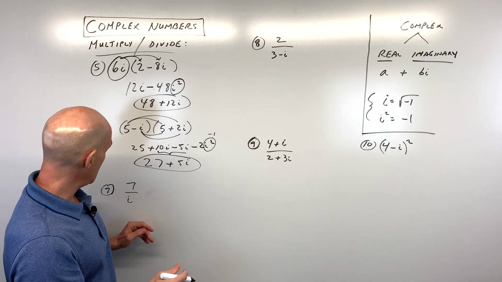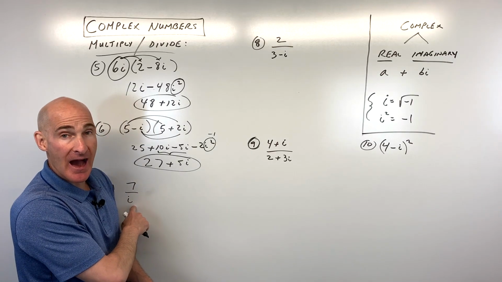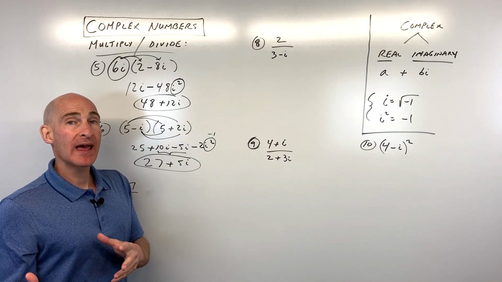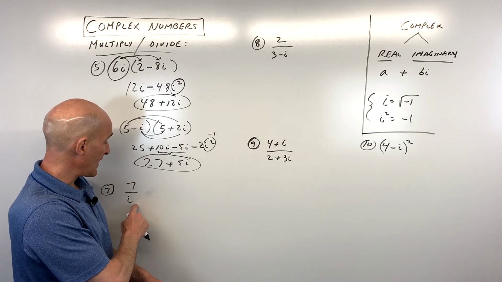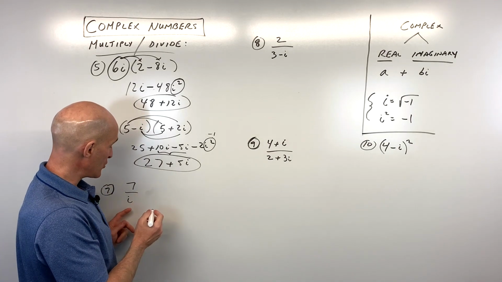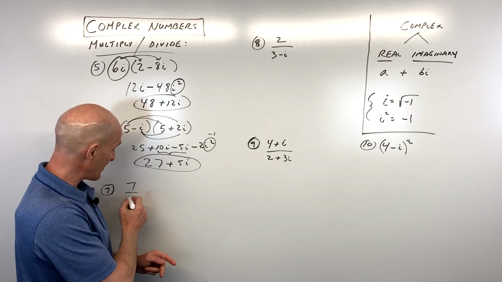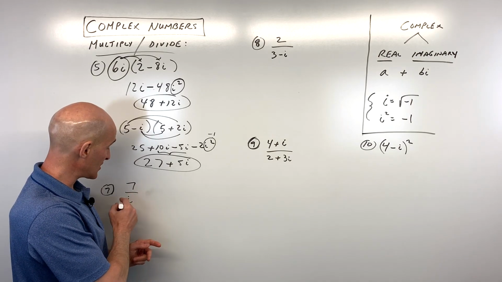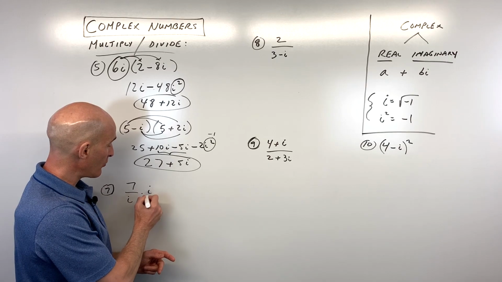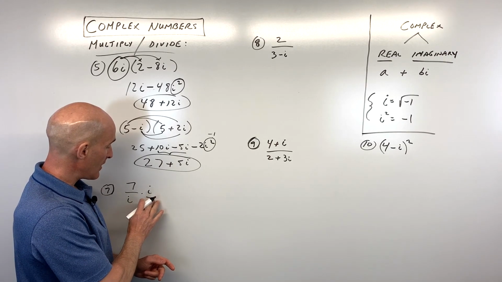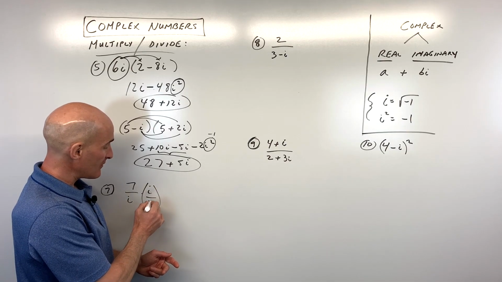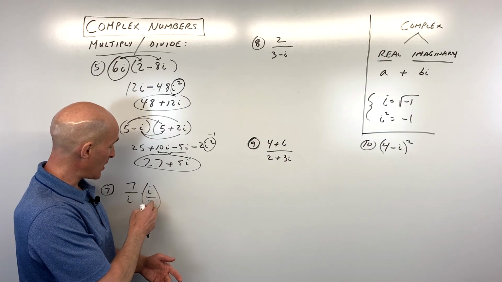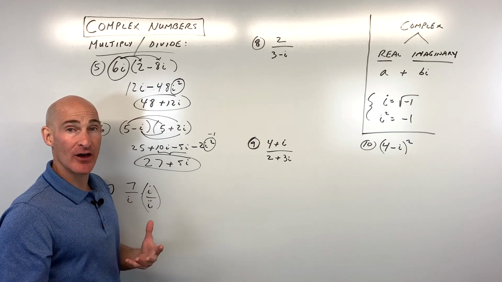And now for dividing, number 7, we've got 7 divided by i. When you're dividing, you don't want to have an imaginary number in the denominator. You don't want that i in the bottom. So when you just have a monomial, like i, or 2i, 3i, just one term, you multiply the numerator and the denominator by i. Anything divided by itself is equal to 1, so 1 times this fraction is not going to change the value of the fraction.